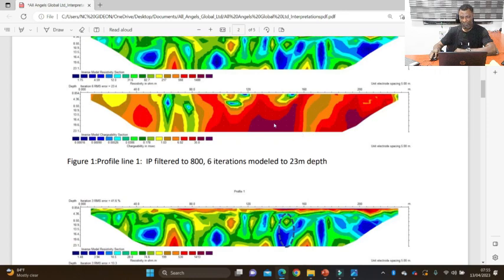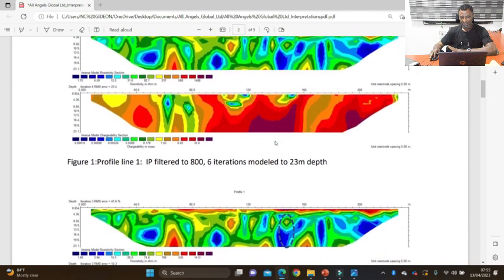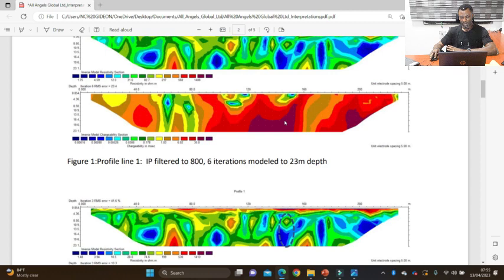But now let's look at the difference here. The IP anomaly here is broad. It's broad to the extent of about 40-meter width. Definitely the mineral we're looking for is not 40 meters. So it's clear that this target is masked within this and this.